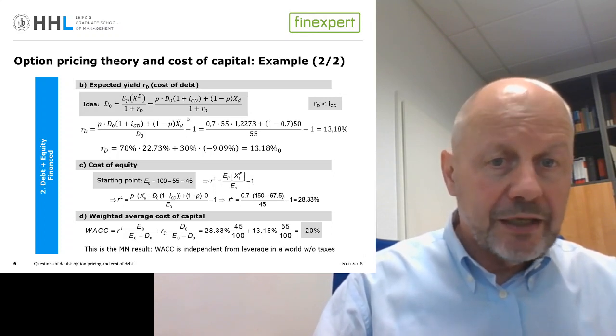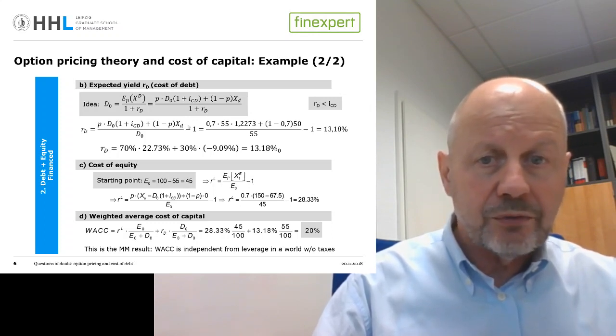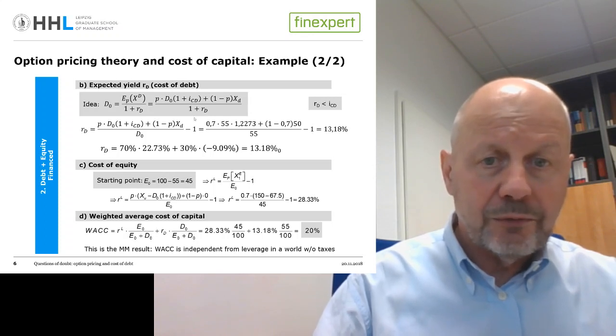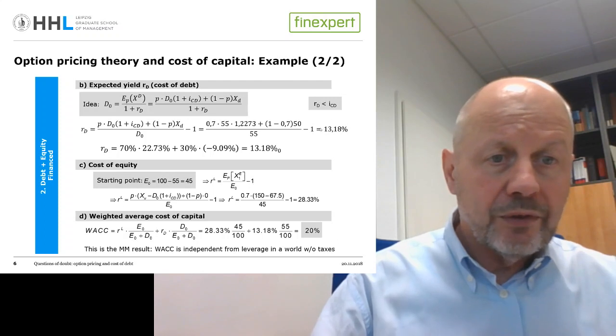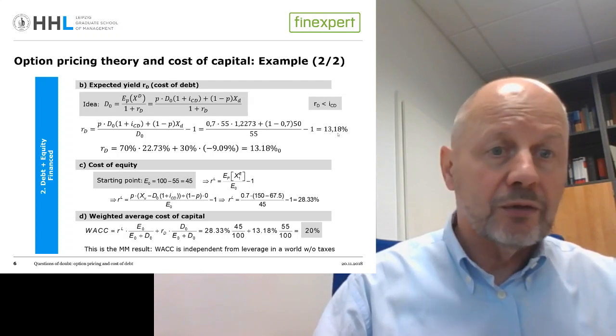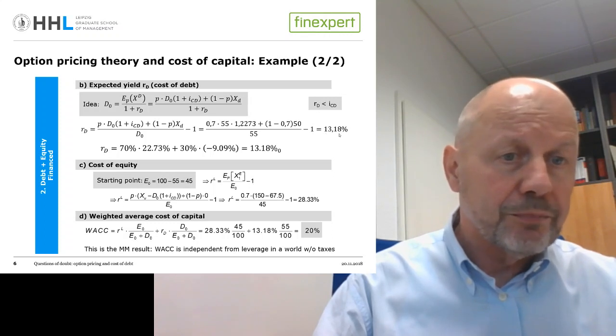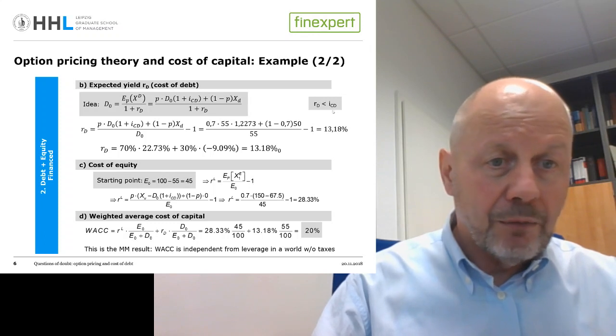Again, the only unknown in this equation is the expected rate of return of the debt holders. So we can rearrange terms and solve this equation, and we end up with a cost of debt of 13.2%. Note that the cost of debt of 13.2% is, in this example, significantly lower than our promised interest rate of 22.73%.